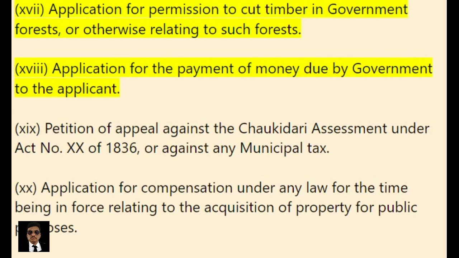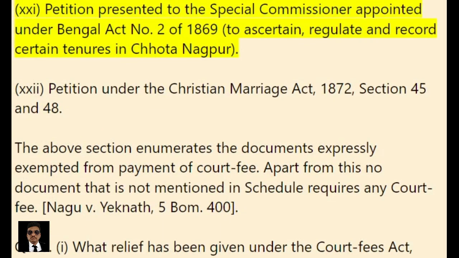17. Application for permission to cut timber in government forests, or otherwise relating to such forests. 18. Application for the payment of money due by government to the applicant. 19. Petition of appeal against the Chowkidari assessment under Act No. XX of 1856 or against any municipal tax. 20. Application for compensation under any law for the time being in force relating to the acquisition of property for public purposes. 21. Petition presented to the Special Commissioner appointed under Bengal Act No. 2 of 1869 to ascertain, regulate and record certain tenures in Chota Nagpur. 22. Petition under the Christian Marriage Act 1872, Sections 45 and 48.